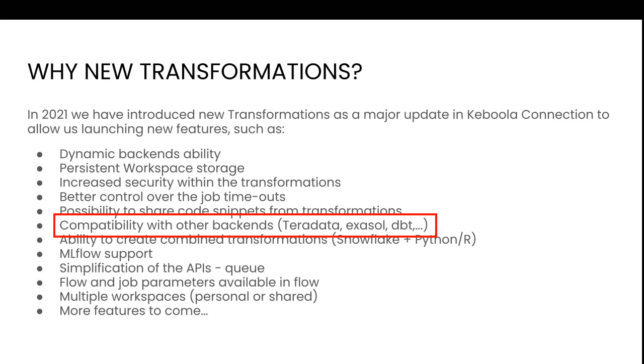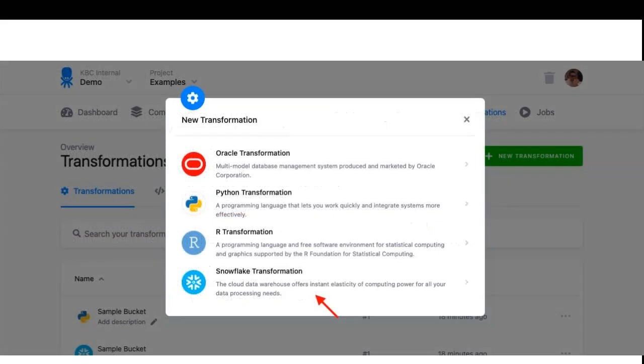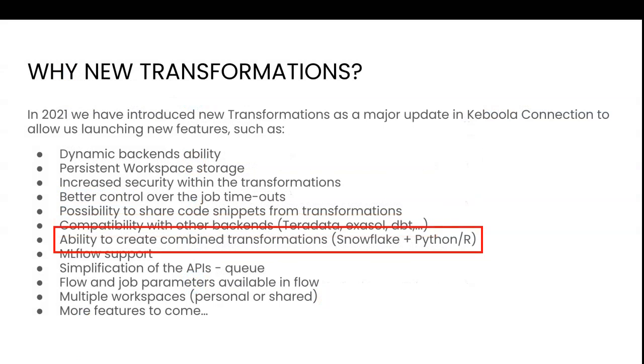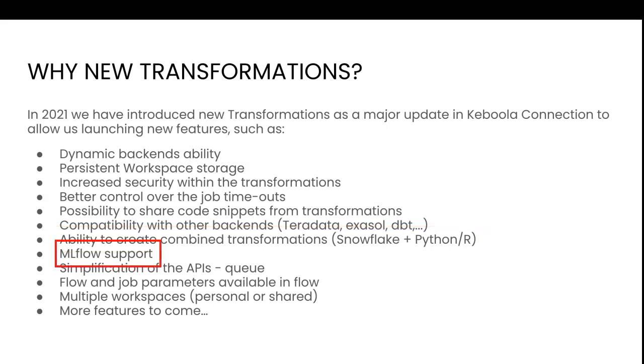Other backends is a huge topic, as Keboola is striving to unify work with data among various different technologies. The new transformations open the door to various backends such as dbt, Exasol or Google. Additionally, you will also have the possibility to create combined transformations, where, for example, a Python script will be executed in parallel with SQL. How about MLflow? Yes, we currently support that in beta version. This is available only with the new transformations. Therefore, if you play around with machine learning, you've got to get the new transformations.